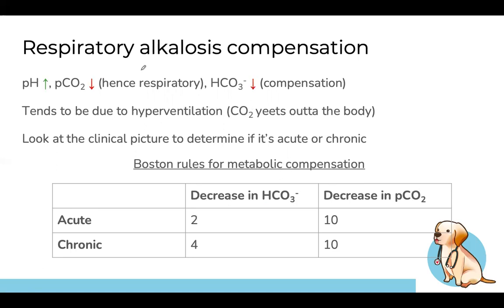All right, we're going to move on to respiratory alkalosis. Running through this quickly, pH is high, so it's alkalosis. PCO2 is low, therefore you conclude this is because it's respiratory. Your bicarb is low as well because the body is trying to compensate and drive the pH down. This is the opposite of respiratory acidosis. It's due to hyperventilation, so your CO2 is constantly getting blown out of the body and there are very low levels of it. Again, you look at the clinical picture to determine if it's acute or chronic, and the proportions you'll be looking at for alkalosis are 2 to 10 and 4 to 10.